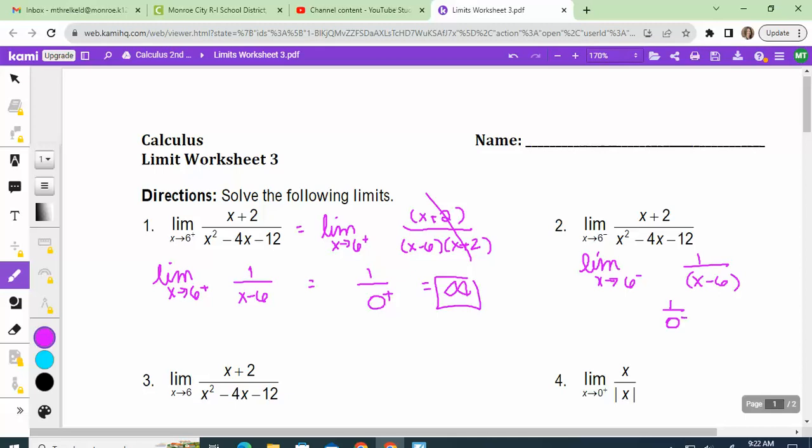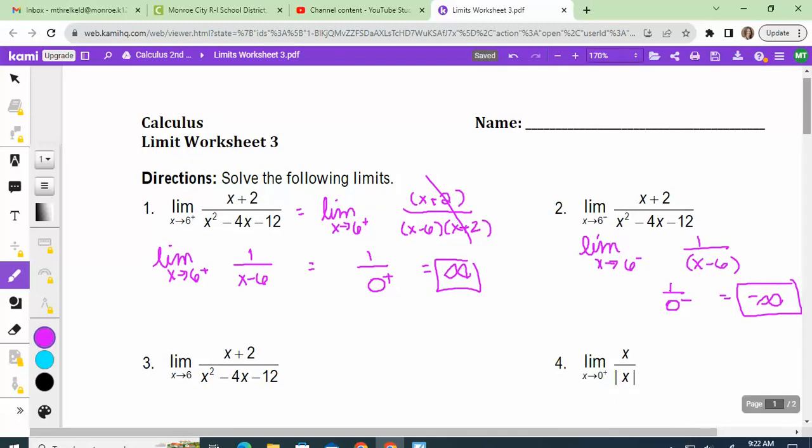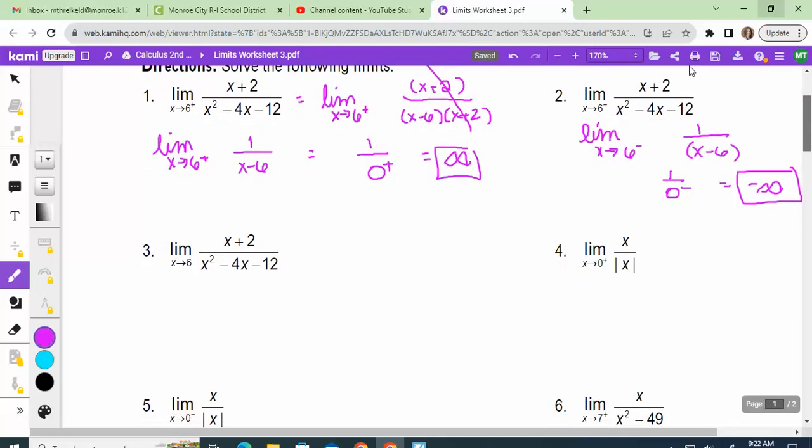It's getting closer to 0, but they're negative numbers. So 1 divided by a smaller and smaller negative number would take us to negative infinity. And we said at a vertical asymptote, you're either approaching positive or negative infinity. So number 3, the overall limit. Remember, for the overall limit to exist, the left and right have to match. One side's going to infinity, one side's going to negative infinity, so the overall limit does not exist.